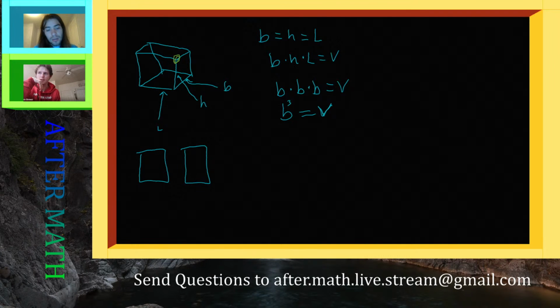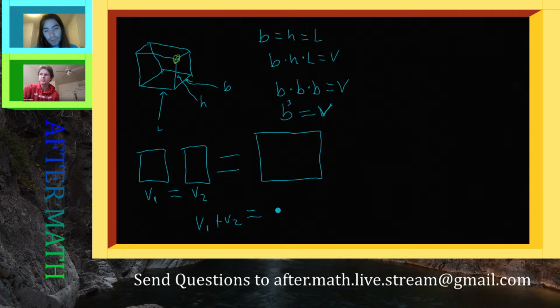And we want the volume, so we'll call this V1 and V2, and these are equal to each other. And we want these to equal the volume of one bigger container, all right? So that means that volume 1 plus volume 2 is equal to volume 3. Should we just call that volume 3? Yeah, okay.